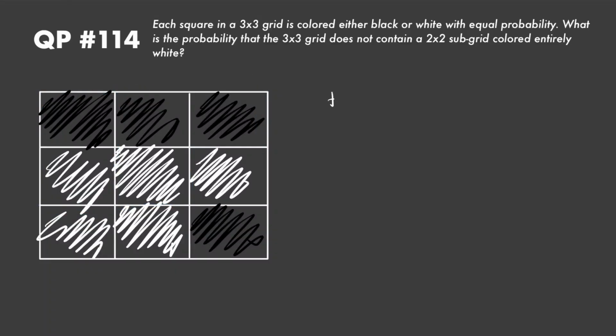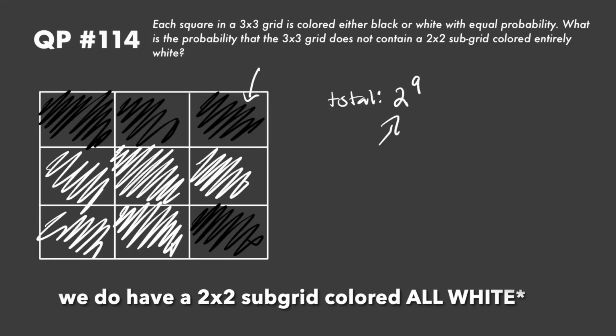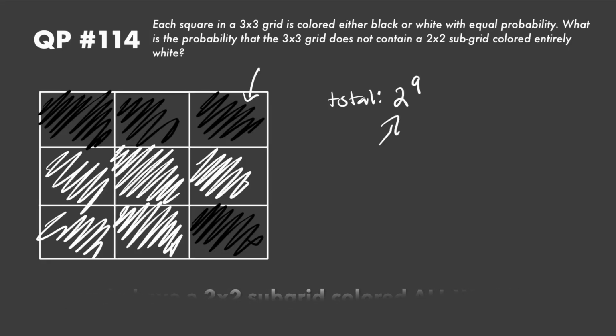So first, the total number of ways to tile this grid. Well, we have 2 options for each of our squares, right? It could either be black or white, so we have 9 total squares. So there's going to be 2 to the power of 9 total ways to color this grid. So now let's just calculate the number of ways that we do have a 2x2 subgrid and then subtract that from our total, and that will give us our final answer.